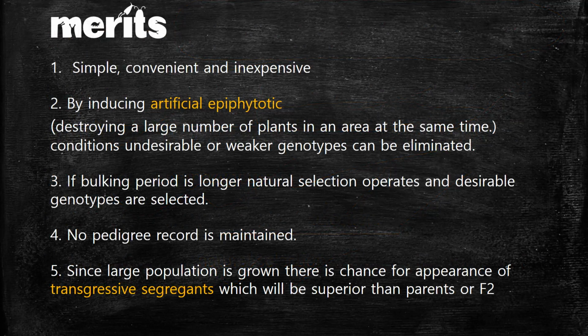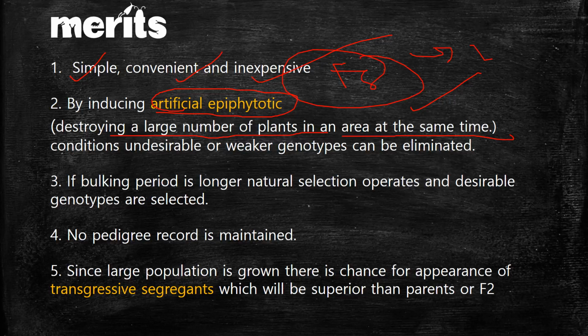Merits: as you know, it doesn't involve any complex procedure. It is very simple, convenient, and inexpensive. It can also induce an artificial epiphytotic condition. Epiphytotic is nothing but destroying a large number of plants in an area at the same time. As you saw earlier in the slide, in the F8 generation the progenies are grown and then removed, eliminated. This is what the epiphytotic condition means. In the process you can remove all the undesirable or weaker genotypes.